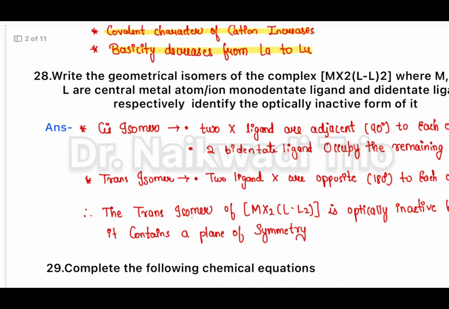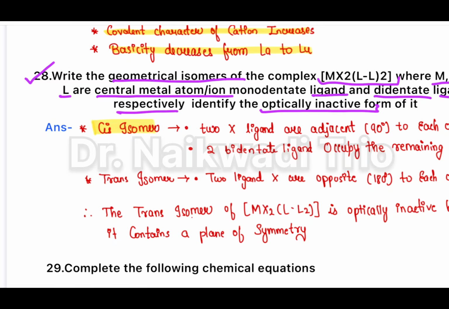to lutetium. Now the 28th question is that you have to write the geometrical isomerism of the given complex, where M, X, L minus L are the central metal atom, the ligand and the didentate ligand, and you have to identify the optically inactive form of it. Here you have to mention two types: first is cis isomerism and trans isomerism. The points which I have given on the screen, you have to mention.